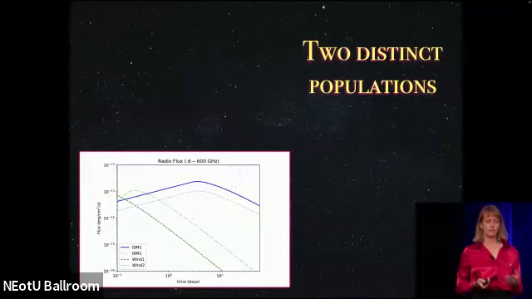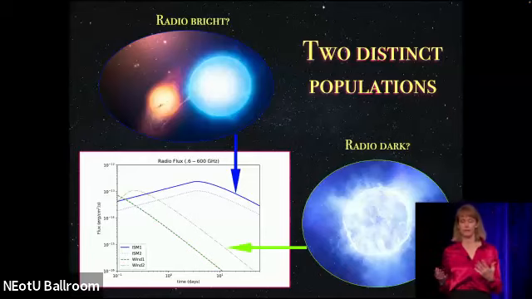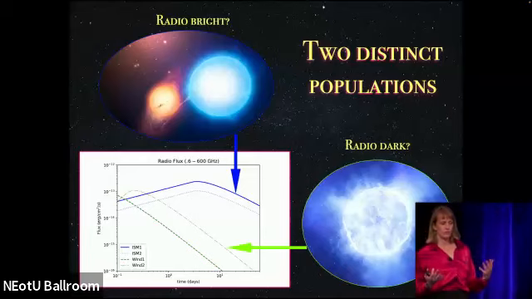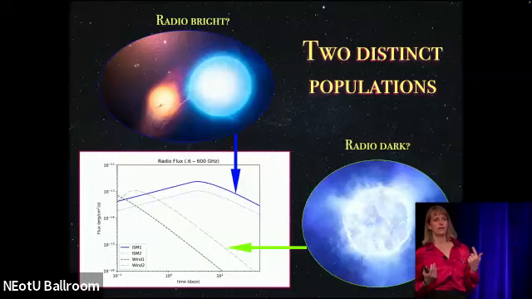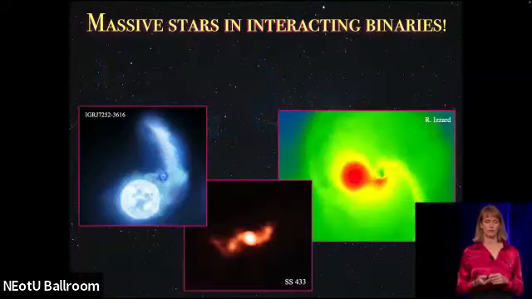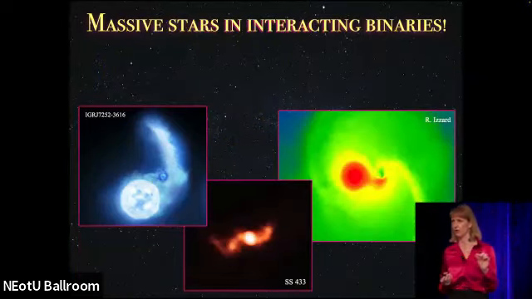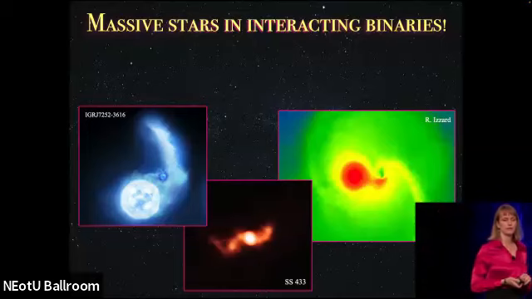So one of the things that we're testing is this radio bright, radio dark dichotomy, and we've conjectured that the radio bright GRBs are a result of a massive star collapsing in an interacting binary system, in particular with a closely orbiting compact object companion. Whereas the radio dark, we think might be the collapse of a single massive star. And here I'm talking about long GRBs only, those where the gamma ray burst lasts about tens of seconds. So why?